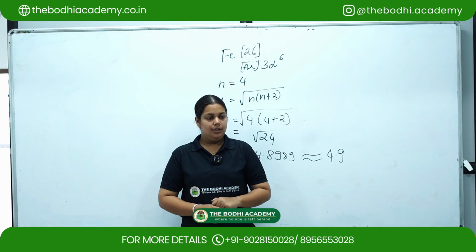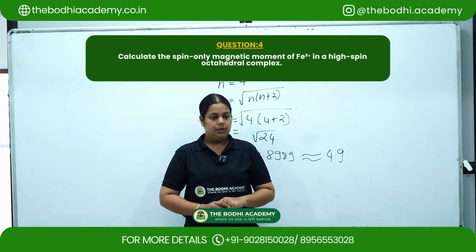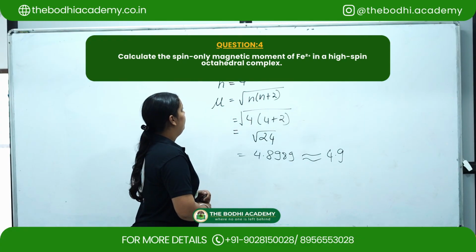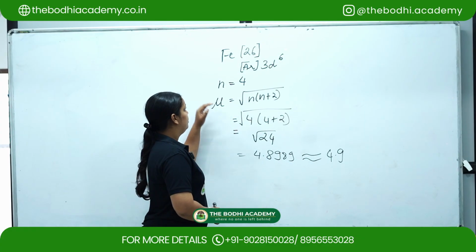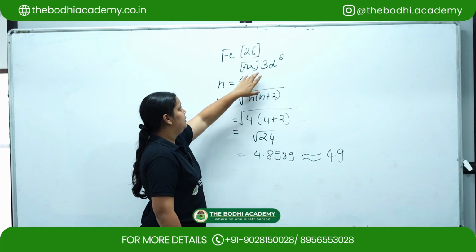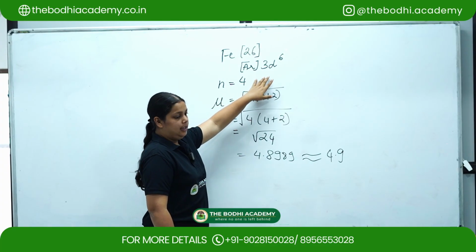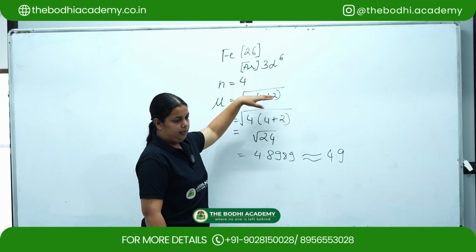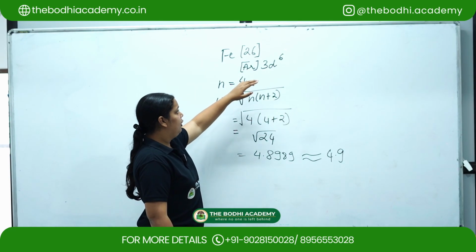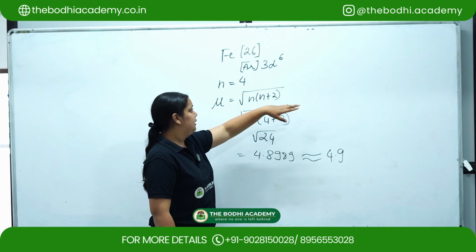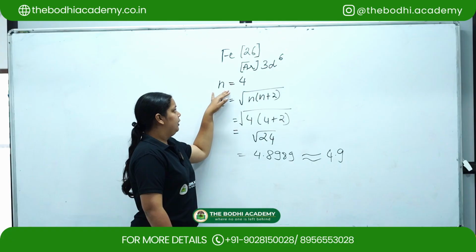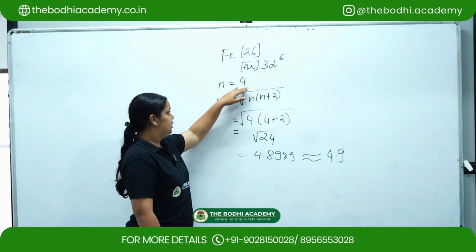Coming to the next question, calculate the magnetic moment, spin only, of Fe+2 in a high spin octahedral complex. So we have iron. So the atomic number of iron is 26. So argon 3d6 4s2. But Fe+2 has lost 2 electrons. So the electronic configuration becomes argon 3d6. So here the number of unpaired electrons is 4.